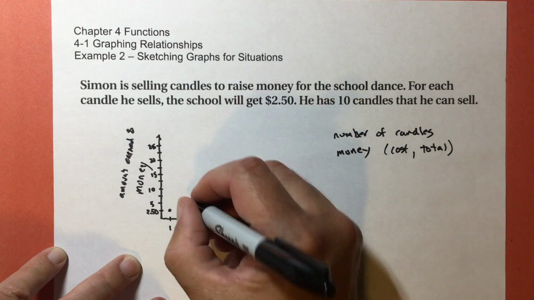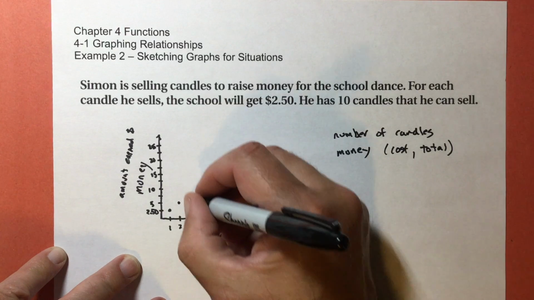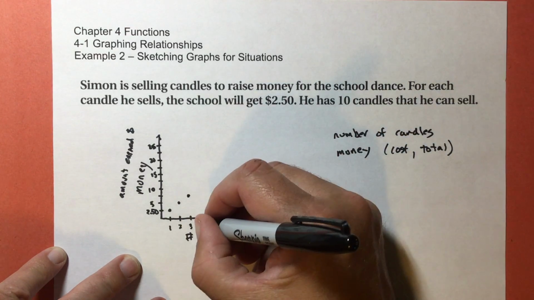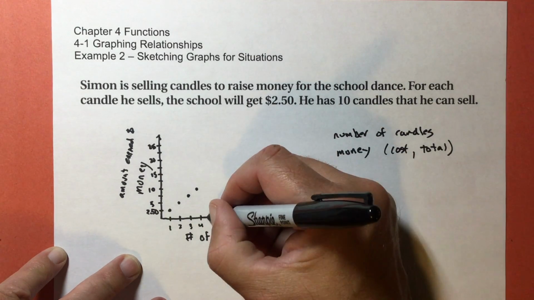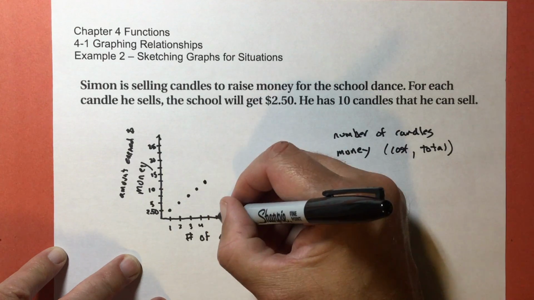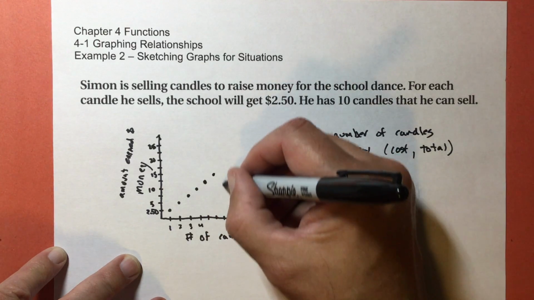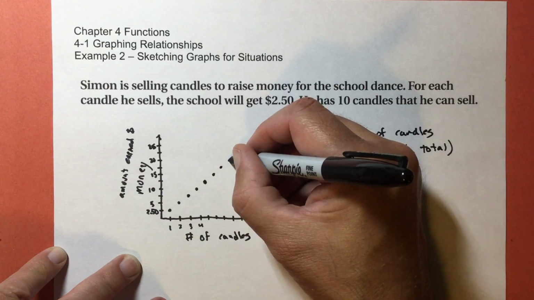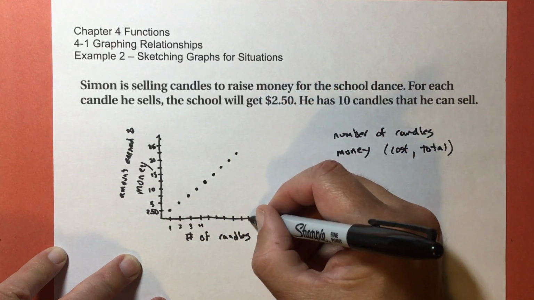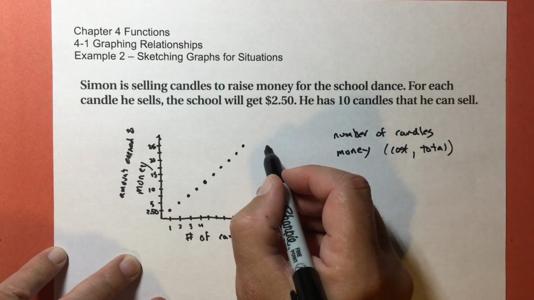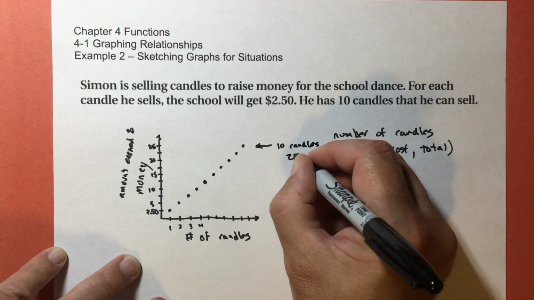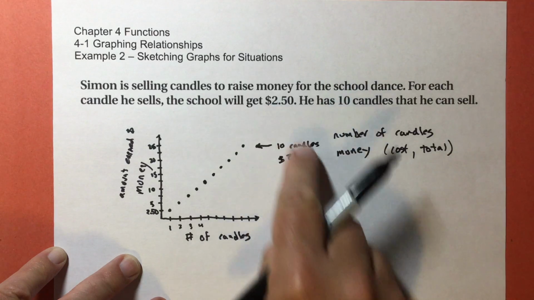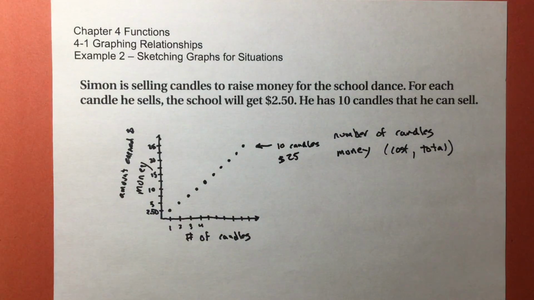So 2 candles is going to make them $5. 3 candles is going to make $7.50. And 4 candles is going to make $10. And then if I had graph paper, this would all be lined up a little bit better. But I'm going to just sketch it here. I'm not too worried about being perfect or precious. I just want the idea. And then this point right here represents 10 candles for $25 total dollars. 10 times 2.50 is 25. Okay? Now here's the big idea here, all right?